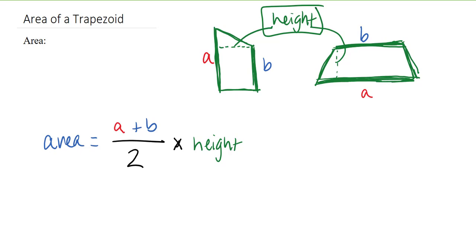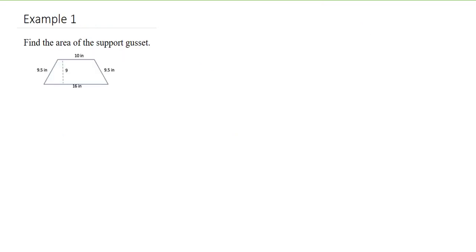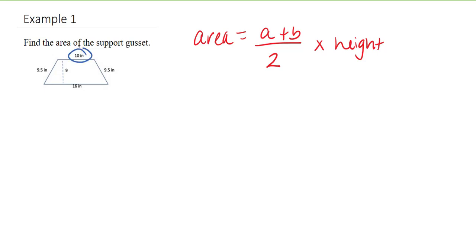So let's go over some examples. Example 1, find the area of the support gusset. So we have area, which is equal to A plus B divided by 2 times the height. Now, if we were to say A, we can put A as this number here. If we were to rewrite it, we can write the 10 in the A spot. We're just going to replace the A with 10.